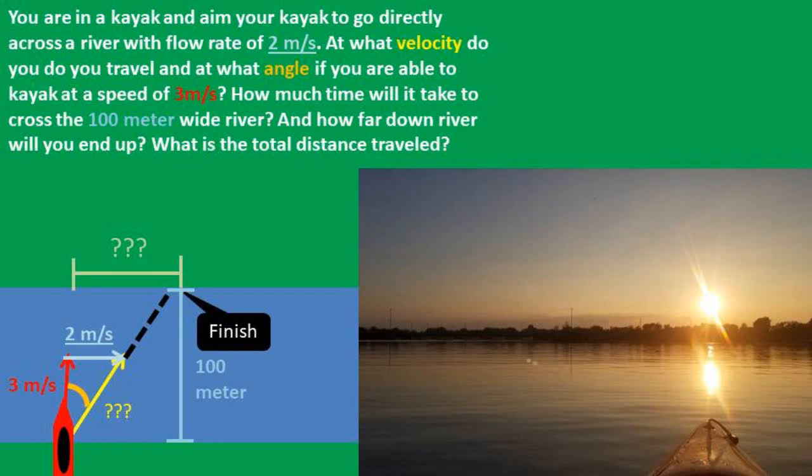You are in a kayak, and you aim your kayak to go directly across a river with a flow rate of 2 meters per second. At what velocity do you travel, and at what angle if you are able to kayak at a speed of 3 meters per second? How much time will it take to cross the 100-meter wide river, and how far down the river will you end up? And what is the total distance traveled by the kayak?